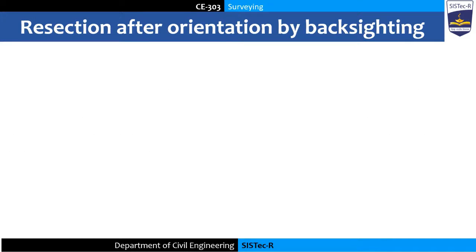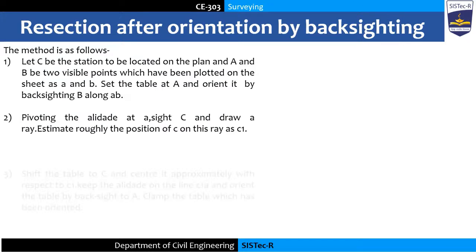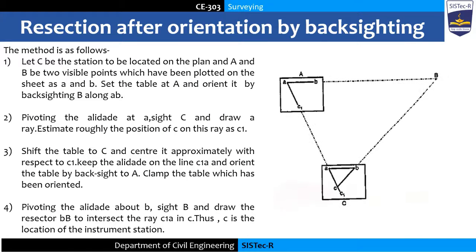So now we will see resection after orientation by backsighting. The steps for the method are as follows. First, let's see the station to be located. Suppose we have to locate this station, that is C, on the plan, and A and B are two visible points which have been plotted on the sheet. So A and B are two stations which are already plotted on our sheet, and their designation on the sheet is small a and small b.